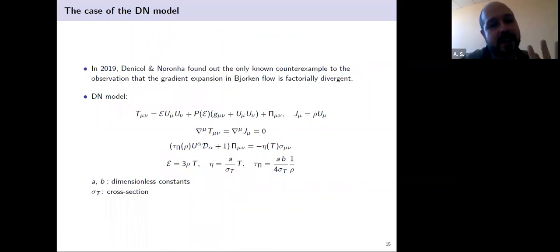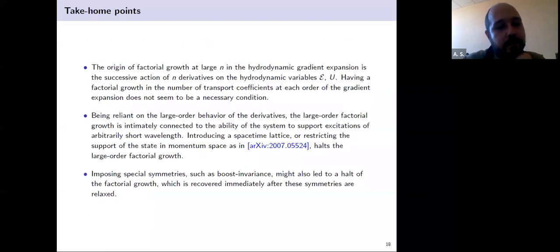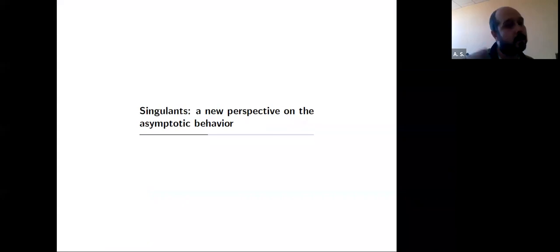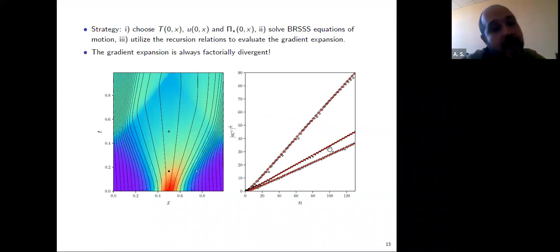So I have a discussion here of this particular counterexample to the general statement that the large order behavior of the gradient expansion of relativistic hydrodynamics was factorial growth for Cartesian flows, but I'm just going to skip it. I'm going to jump to the singulants because I want to focus on them. And I'm probably going to take at least 20 minutes, if that's okay.